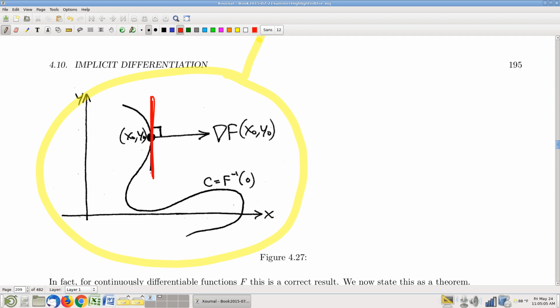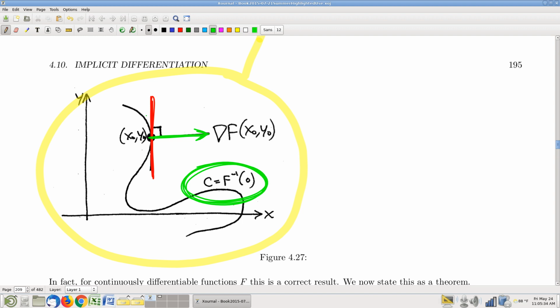The fact that the tangent line is vertical, and keep in mind we are looking at a level set here, a level set of this function capital F. It was x squared plus y squared in the circle example. Because we're looking at a level set, the gradient, perpendicular as it is to that tangent line, if the tangent line is vertical, that means that the gradient is horizontal.